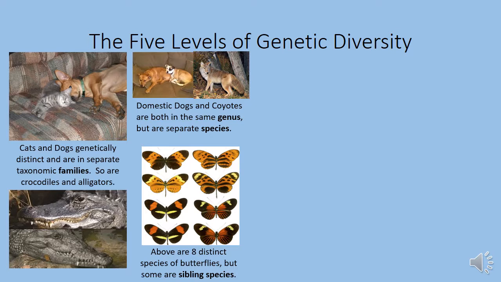And then if we get within the genus, we can have what are called sibling species. And so these are going to be species that are in the same genus, but they're closely related. Okay, so we could have kind of distantly related species in the same genus, or we could have ones that have similar traits and look kind of the same and are more recently evolved from one another, and we call these sibling species.